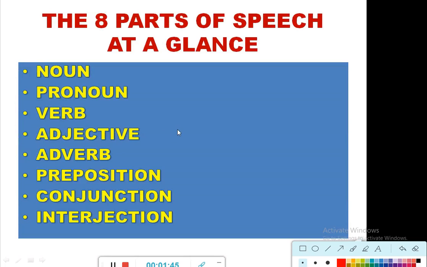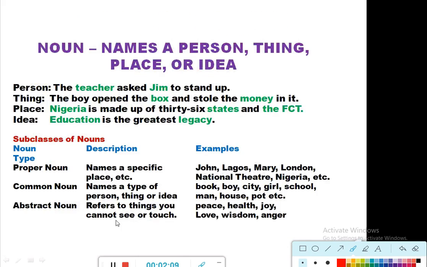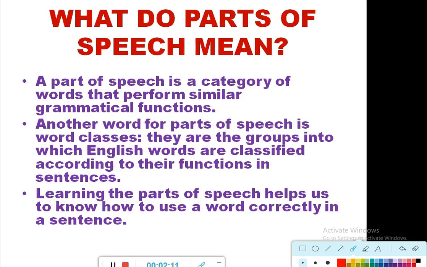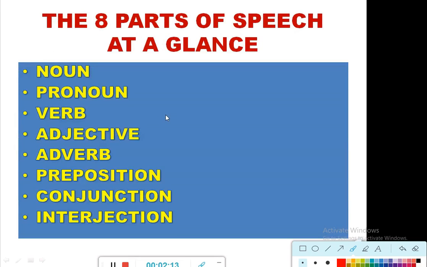Now, the 8 parts of speech at a glance. Let's look at the 8 parts of speech at a glance. And here we have the noun, the pronoun, the verb, the adjective, the adverb, the preposition, the conjunction, and the interjection. So these are the 8 parts of speech at a glance.